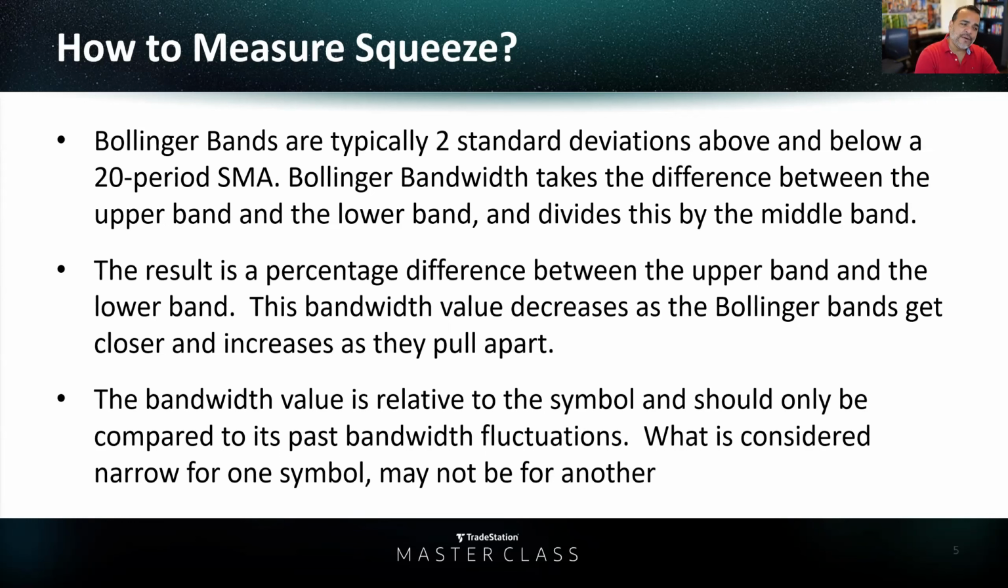So what is considered narrow for one symbol may not be for another, and this is something that we have to keep in mind. Price movement is different as you move across different symbols. They all have different volatility, and the concept of a narrow band, or narrow Bollinger Bands, is going to be different across multiple symbols because of those price fluctuation differences. So we cannot compare apples to oranges. We have to make sure that we compare apples to apples.